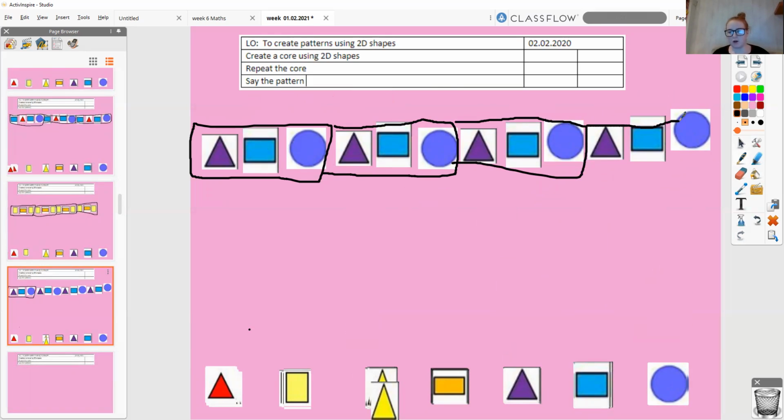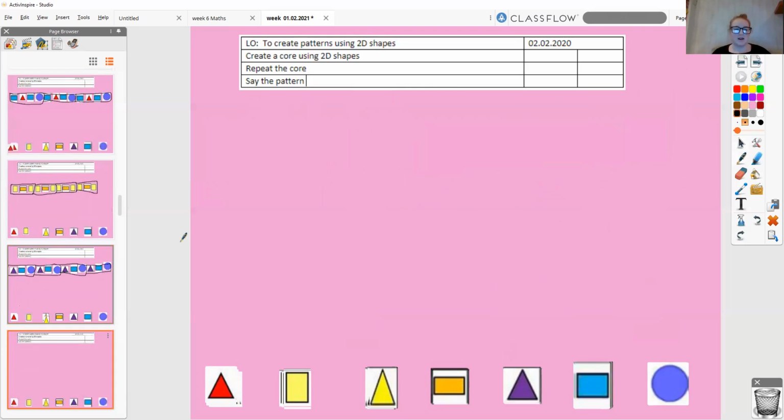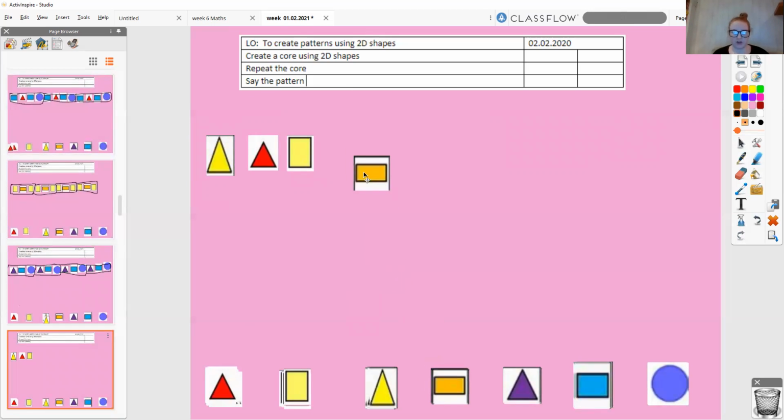And purple triangle, blue square, blue circle. Brilliant. Okay. One last pattern. Let's go for a tricky one. I'm going to go yellow triangle, red triangle, yellow rectangle, orange rectangle. So if this is my core, what needs to come next?